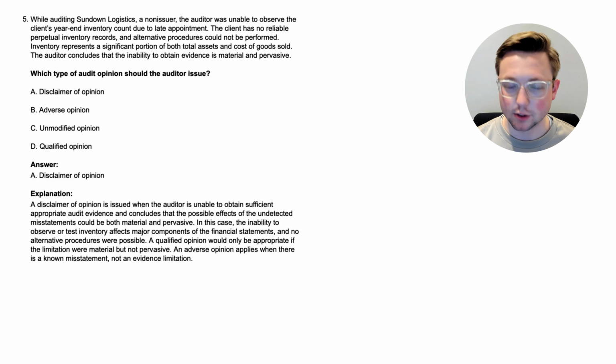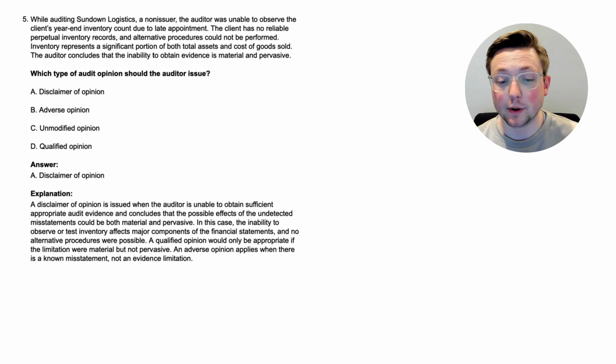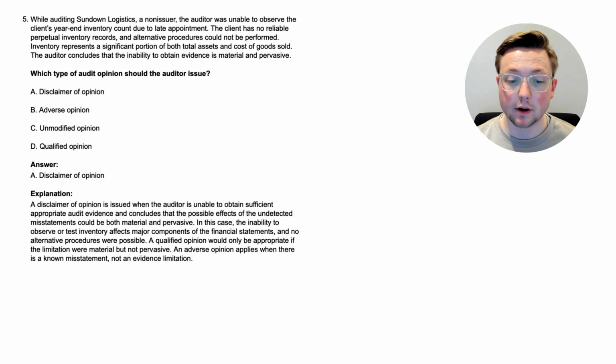Again, we already knew that. Let's go through the explanation. A disclaimer of opinion is issued when the auditor is unable to obtain sufficient appropriate audit evidence and concludes that the possible effects of the undetected misstatements could be both material and pervasive. In this case, the inability to observe or test inventory affects major components of the financial statements and no alternative procedures were possible. A qualified opinion would only be appropriate if the limitation were material but not pervasive. An adverse opinion applies when there is a known misstatement, not an evidence limitation.